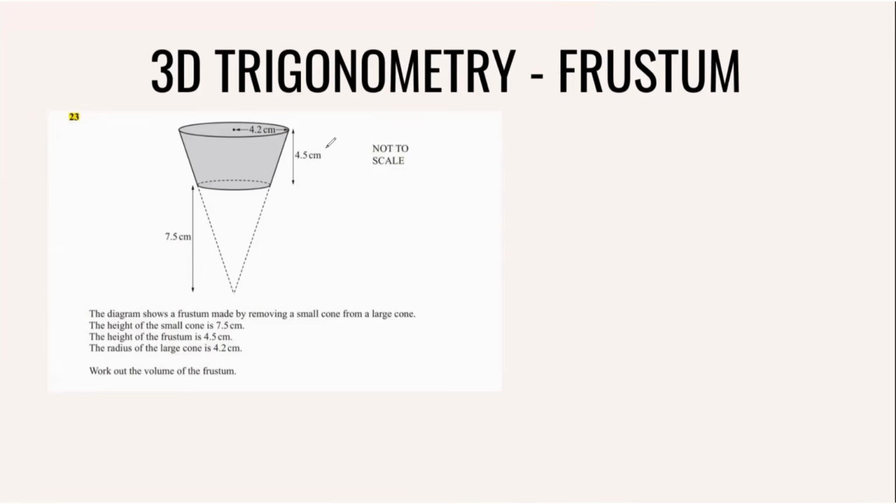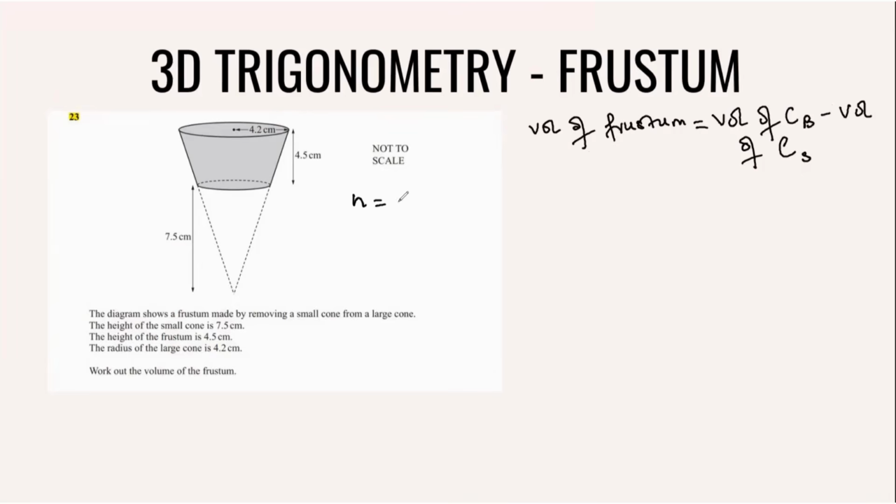To work out the volume of the frustum, you will find the volume of the original cone, then find the volume of the removed cone and subtract the two to get the volume of the frustum. So volume of frustum is volume of big cone minus volume of small cone. Okay.